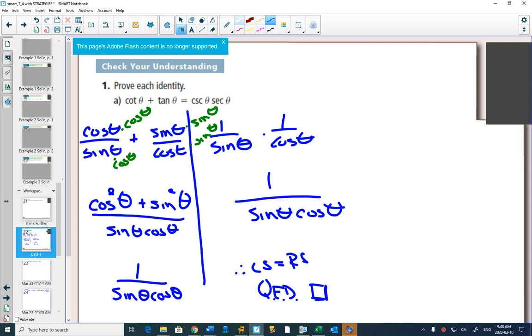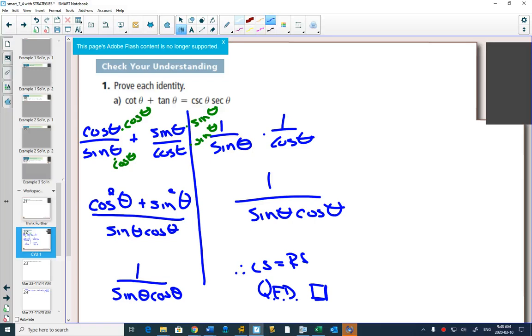And we're done. Yes? You could do that. You can change 1 to cos squared plus sine squared. In all of these equations, you can take the right-hand side and switch to the left side, or take the left-hand side and switch to the right-hand side. Yeah, just a single fraction.